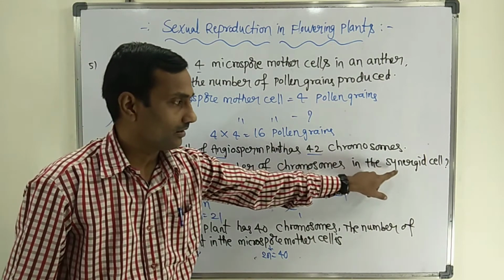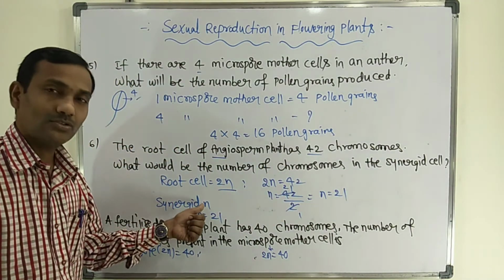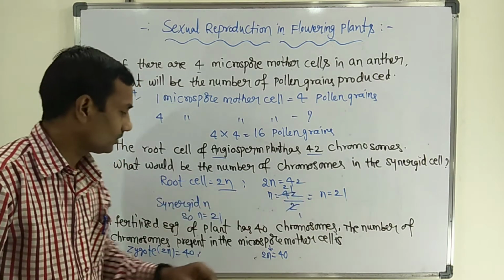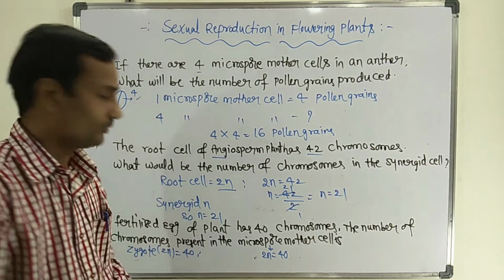But here they are asking about the number of chromosomes in the synergid. The synergid is also a haploid cell, and we already got the haploid value of 21 chromosomes. So the synergid also has 21 chromosomes.